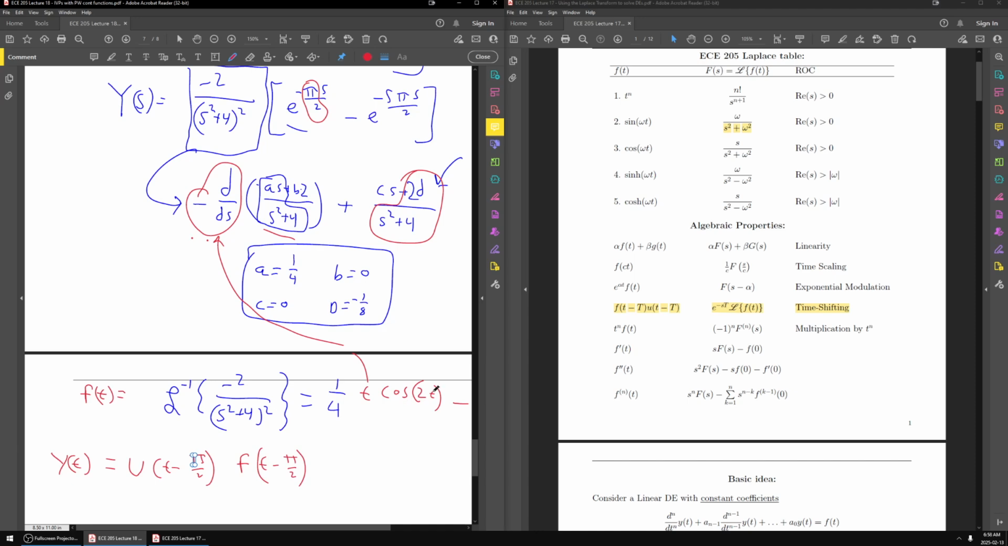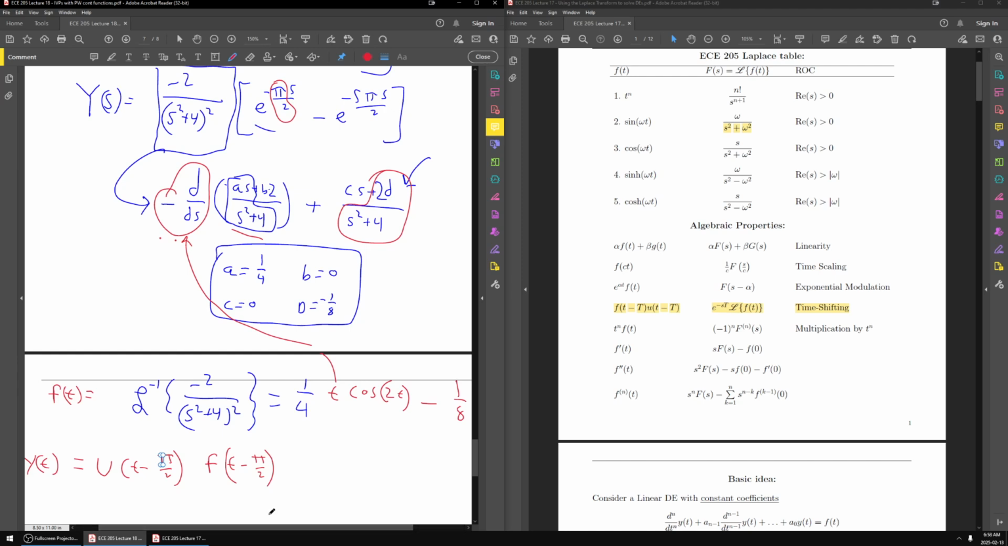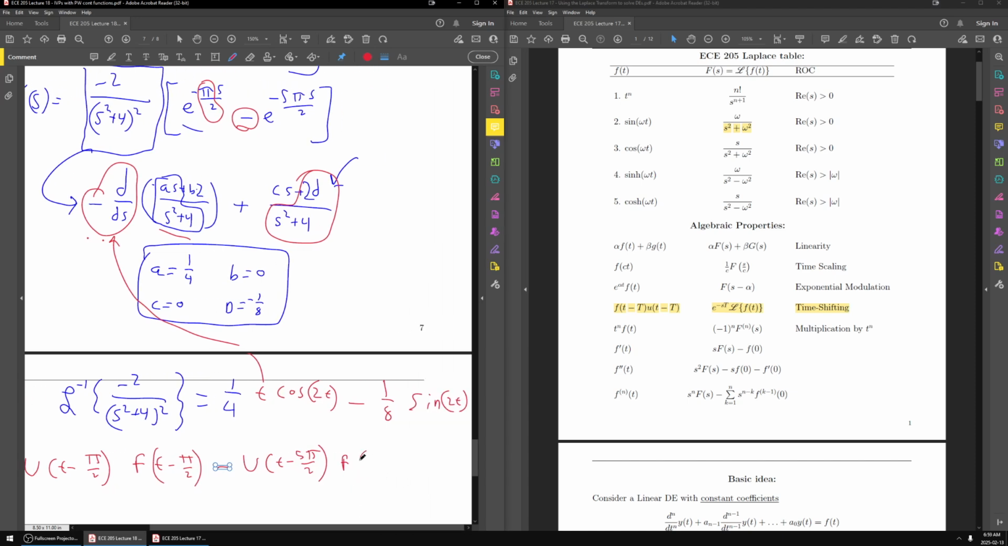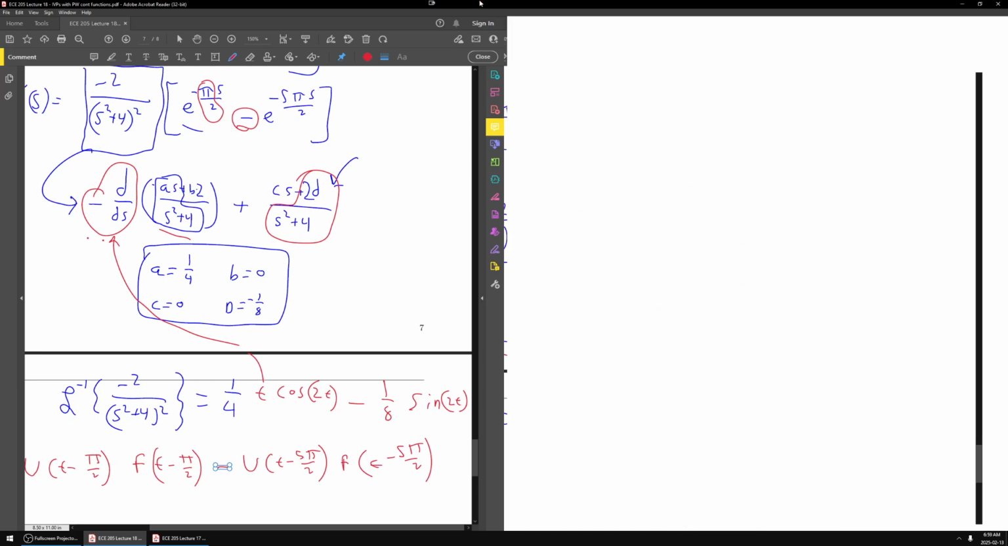Okay, so I just plug in the t minus pi over 2 into here, so my cosines then get shifted just like my sine did. So what's going to happen is these coefficients, the numbers a fourth and an eighth will flip. And I'll get this minus from this one, u of t minus 5 pi over 2 times f of t minus 5 pi over 2. Yep. So we'll zoom out. That's the whole thing, right?